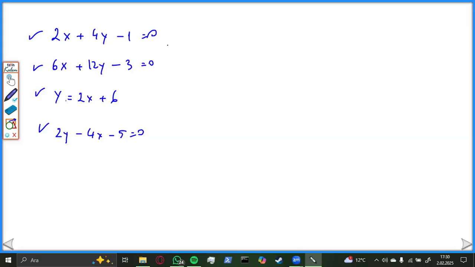Let's look at these equations. Let's check the first one and second one. As you can realize, the ratio between them is constant. The ratios of the coefficients are constant. 2 over 6 is 4 over 12, and at the same time minus 1 over minus 3. The ratio is the same, 1 over 3. So it means that actually they show the same line.